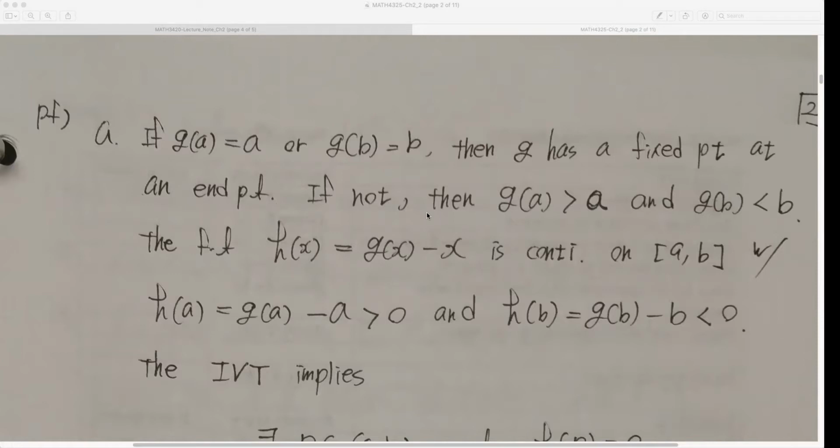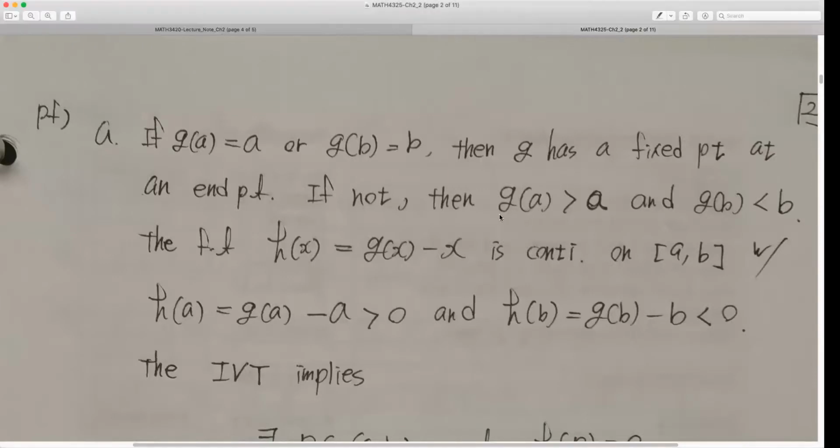If not, then g of a is greater than a, and g of b is less than b. Normally, if g of a equals a or g of b equals b, it is trivial, right? So a is a fixed point or b is a fixed point, so we don't consider that case. We're going to consider this one: g of a is greater than a and g of b is less than b.